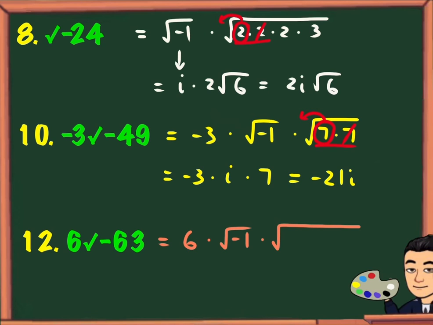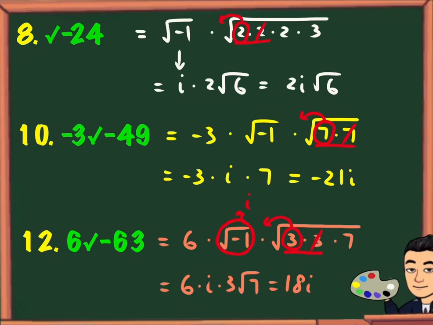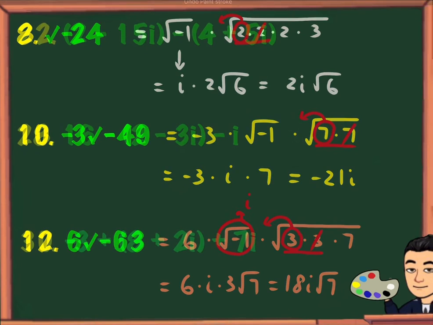That will be 3 times 3 times 7. So I'm going to underline two of the same factors. Circle one, cancel another one, bring this one out. And this is becoming i. So your answer is going to be 6 times i times 3 square root of 7. This is going to equal 18i square root of 7.